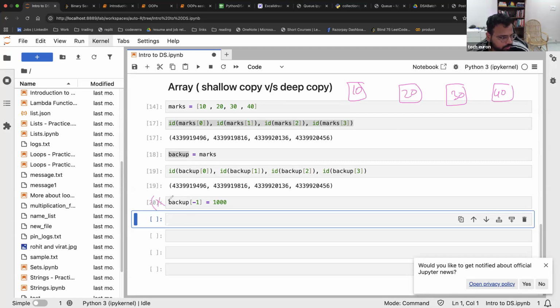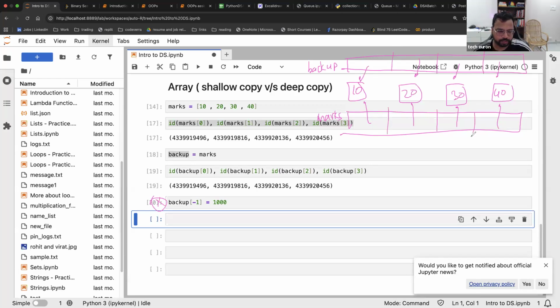Sorry, this will not work here. Sorry, this is a wrong example, because this is immutable, it will not work. We'll take that example also. So this is my marks, and this is also pointing here. If this is backup, this backup is also pointing here. Here, because these are integers, and integers are immutable, let me explain this. This is important, you have to pay attention.